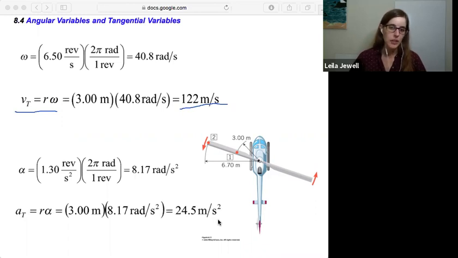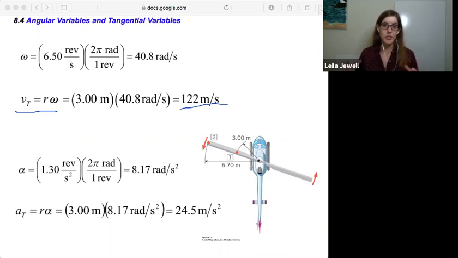How would our answer compare if we instead calculated them at point 2, the very tip of the rotor blade? Well, notice point 2 is 6.7 meters out. So we'd expect that our tangential speed and our tangential acceleration would be twice as big, over twice as big to be more precise. How would the angular velocity and the angular acceleration compare? Those would be exactly the same, because the angular variables just depend on the angle that's swept out, that angular displacement, divided by the time. They don't care about that radial distance r.